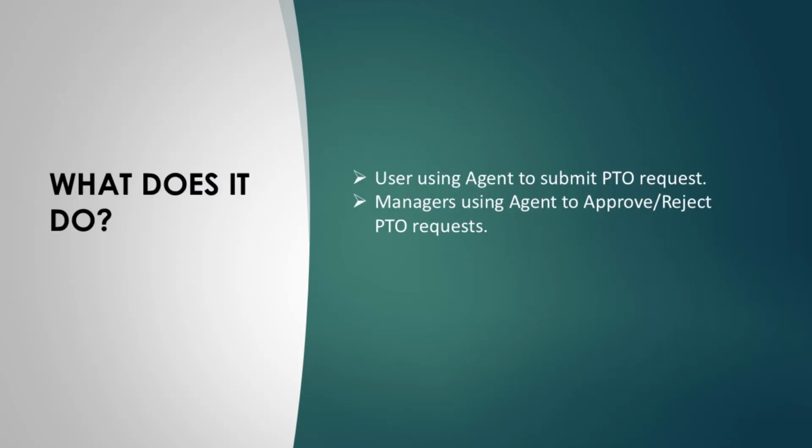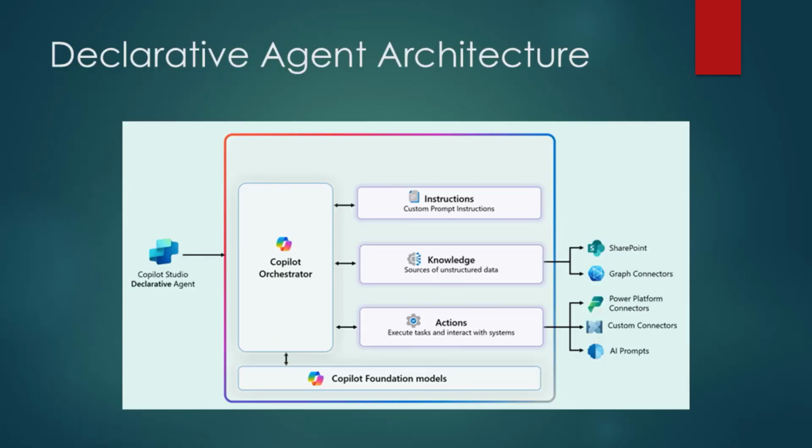Today, I'm going to give a fully functional demo on how I have created a PTO Assistant agent, which is built using Copilot Studio. It's a simple, practical business use case, which any organization can implement. Using this agent, a user can submit a PTO request and check his submitted PTO. A manager can come to the same agent and check his team members' submitted PTOs, and approve or reject them.